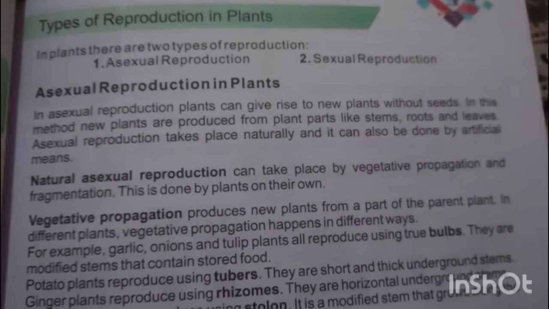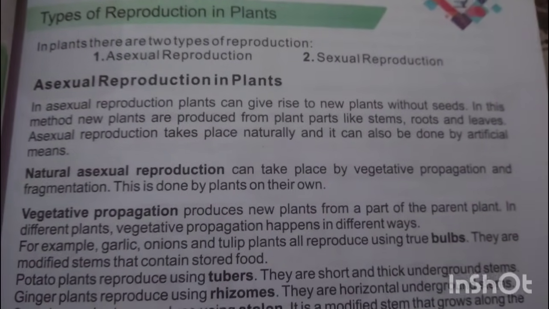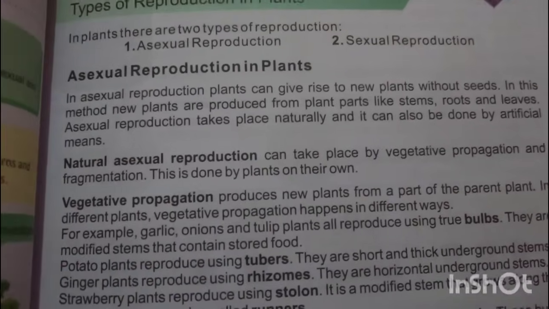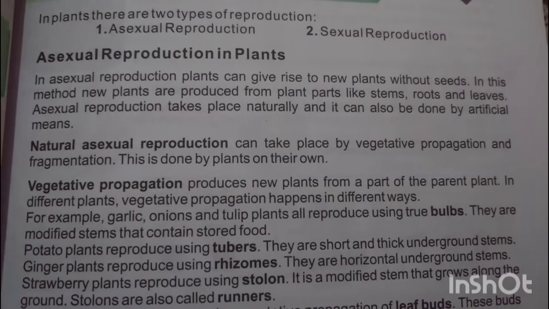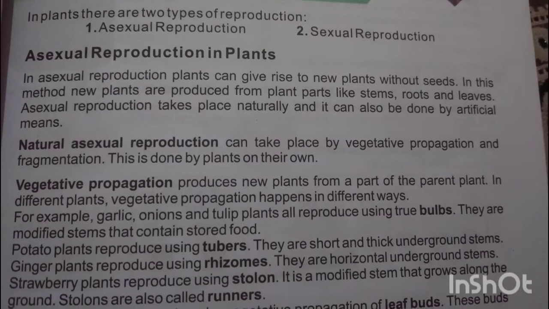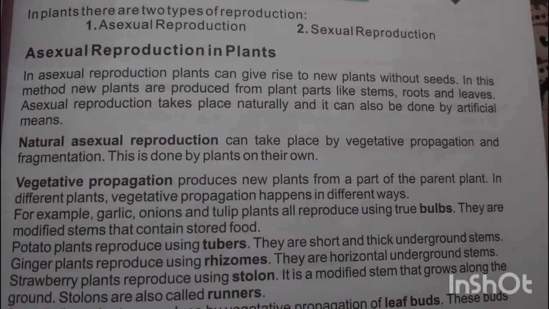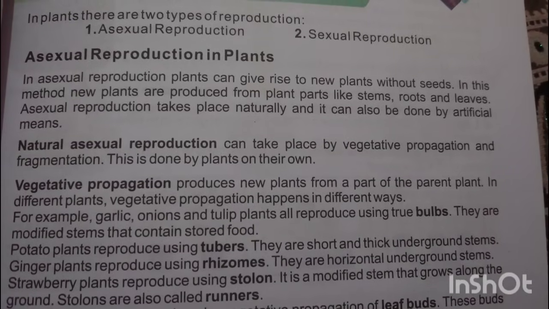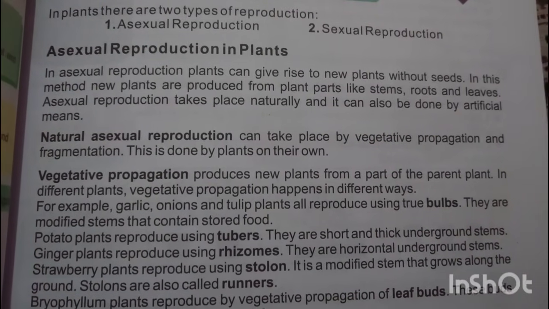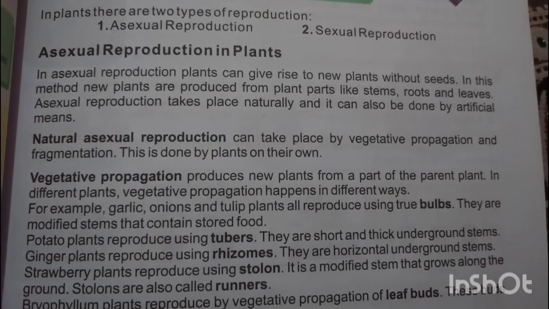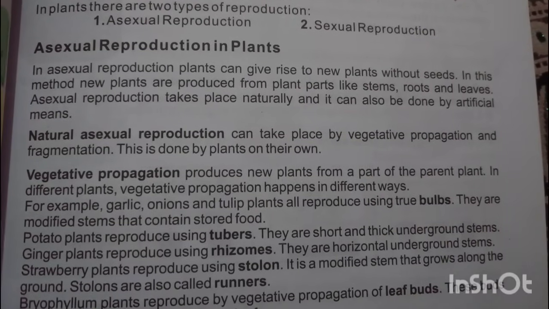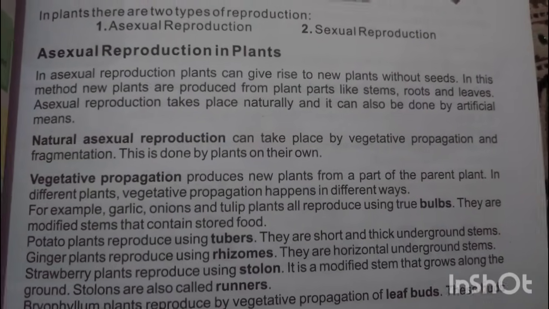So now we will discuss the topic of types of reproduction in plants: asexual reproduction and sexual reproduction. Asexual reproduction in plants. In asexual reproduction, plants can give rise to new plants without seeds. In this method, new plants are produced from plant parts like stems and roots. Asexual reproduction takes place naturally and it can also be done by artificial means. Natural asexual reproduction can take place by vegetative propagation and fragmentation. This is done by plants on their own.